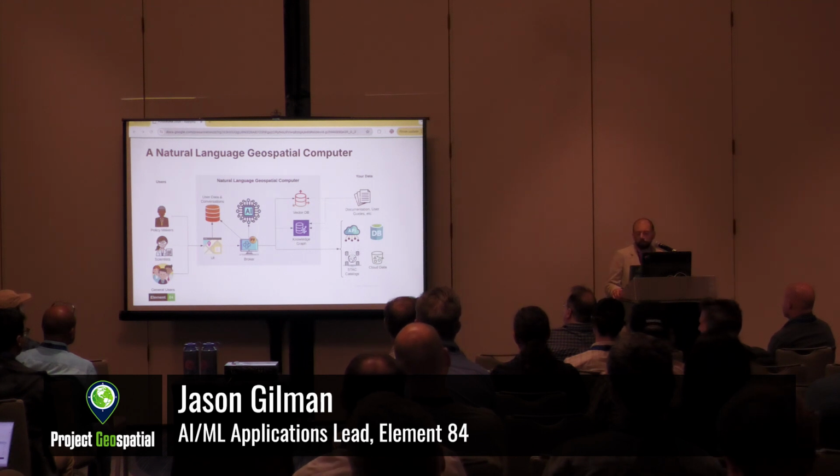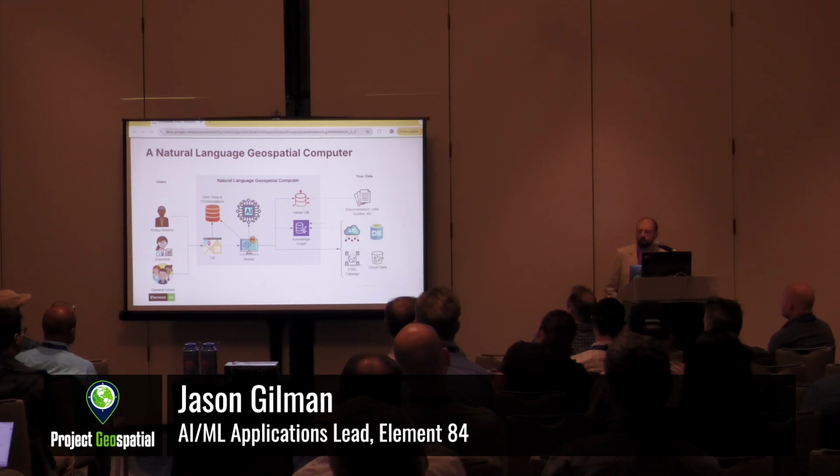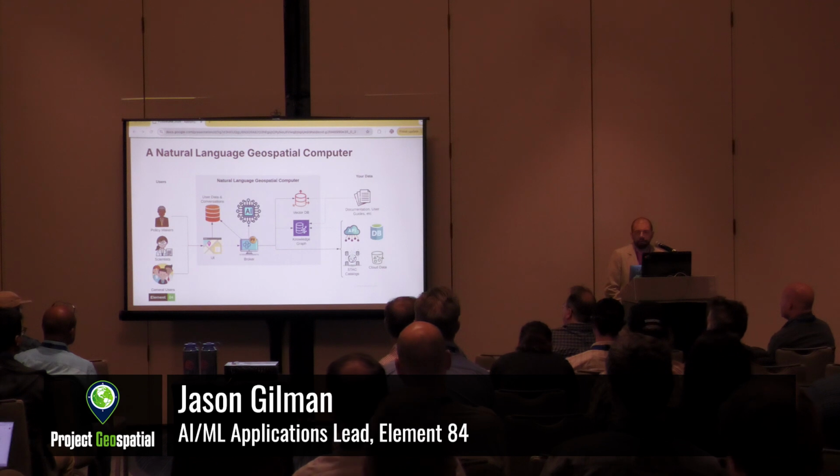We need a place to store this data, so there's going to need to be a database for persistent state where we store information about the user and their preferences and ongoing conversations. On the back end of our computer, we have storage in the form of a vector database and a knowledge graph. And these index information about the particular data that we want to answer questions about. And I'll get into these more later.